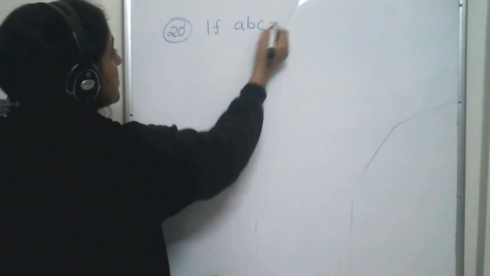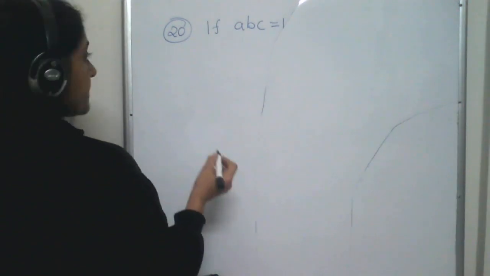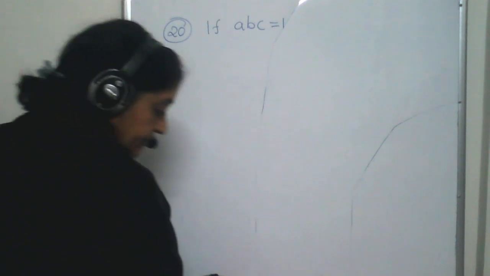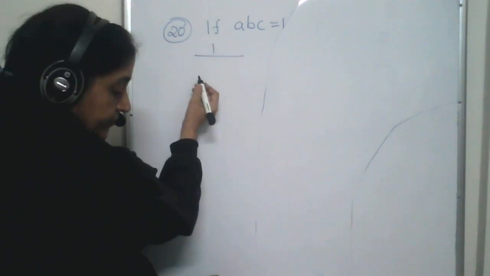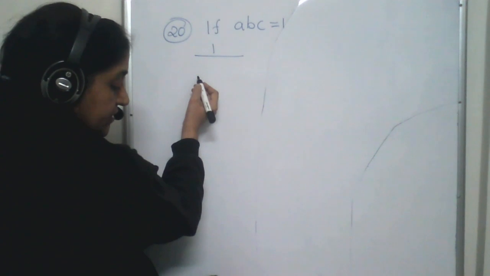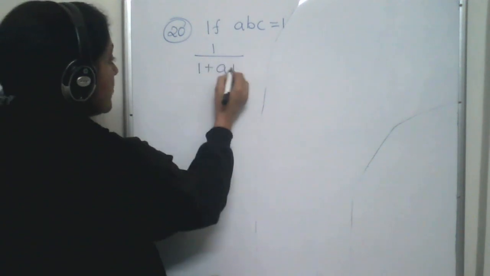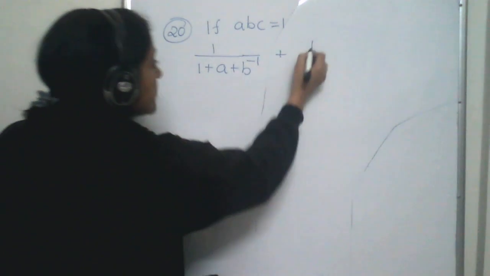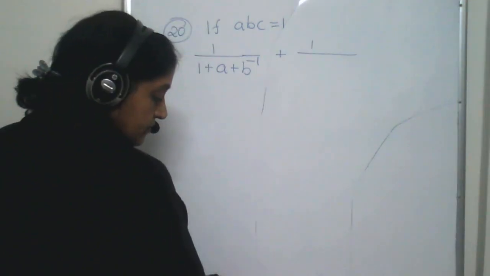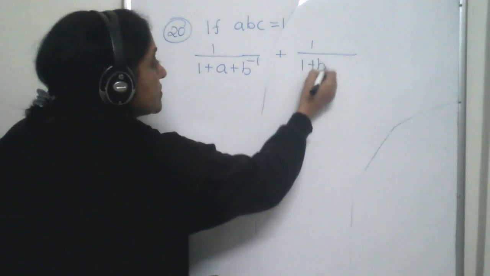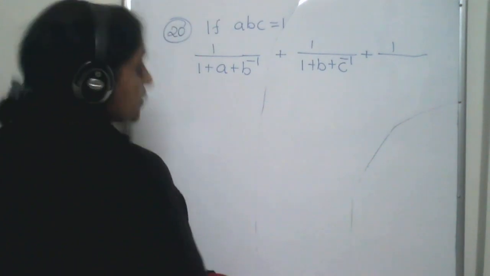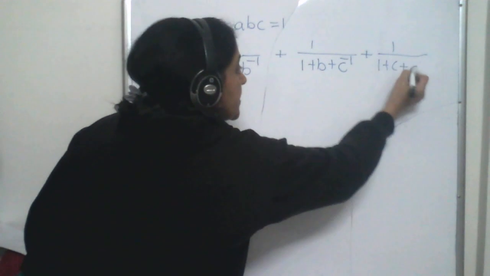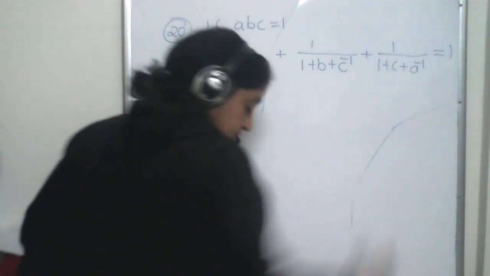The question says that if abc is equal to 1, then prove that 1 upon a plus b to the power minus 1 plus 1, plus 1 upon b plus c to the power minus 1 plus 1, plus 1 upon c plus a to the power minus 1 plus 1, is equal to 1 is what we have to show. I'll have to refer to the textbook for the question.